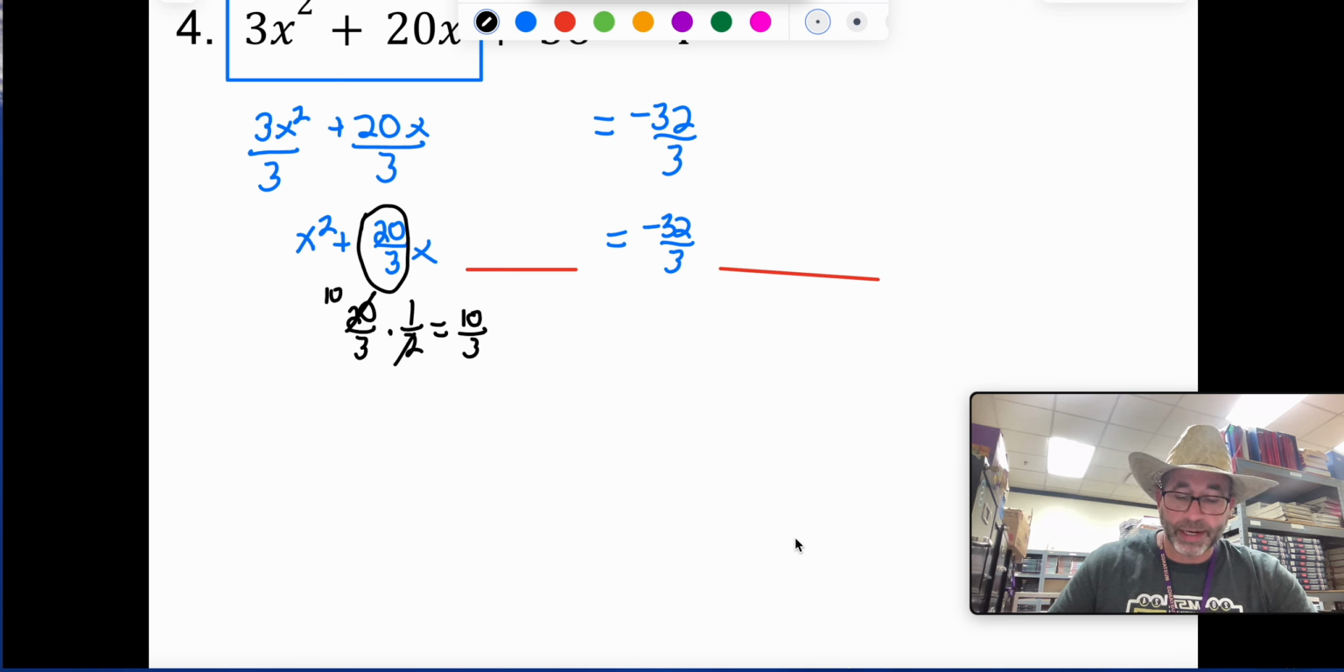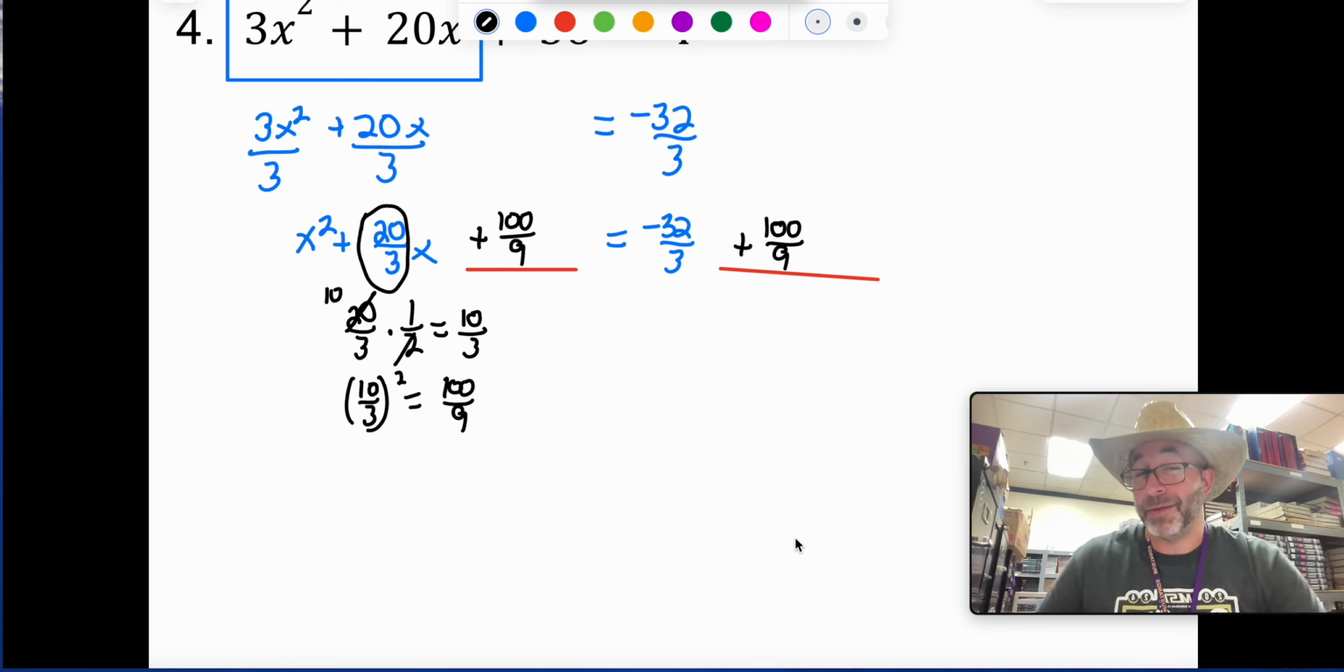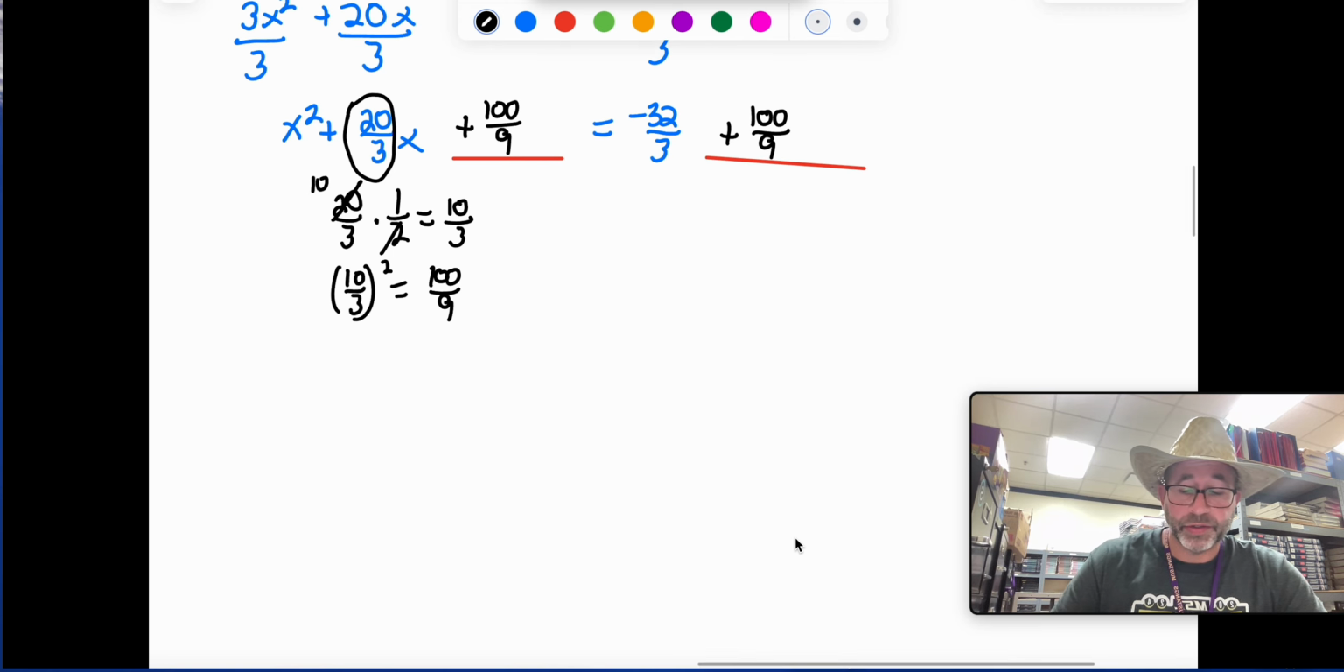If I square that now, 10 over 3 squared is going to give me 100 over 9. So I'm going to add 100 over 9 here, and I'm going to add 100 over 9 here. Now bear in mind, I'm doing this all without a calculator. So feel free to use a calculator. This will speed things up a little bit for you, but let's carry on.